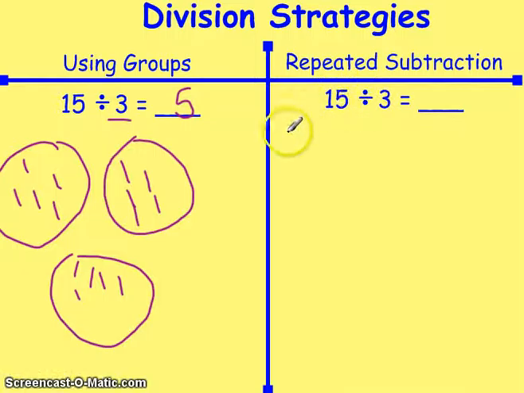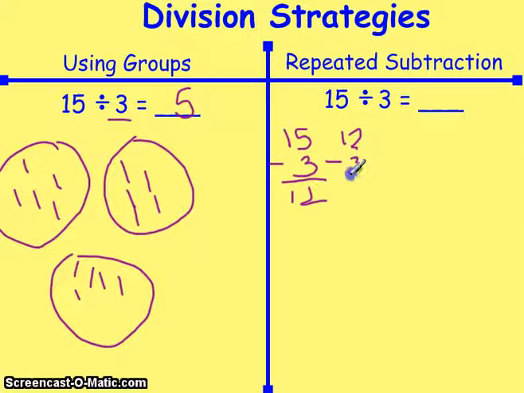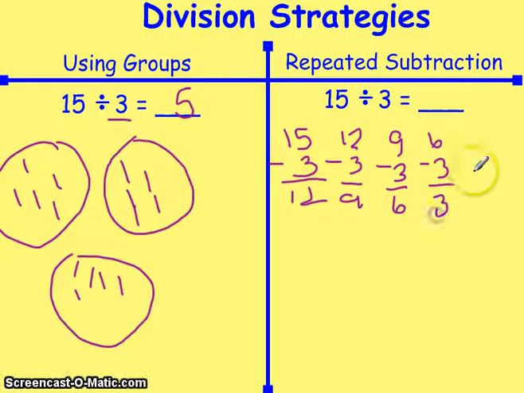And just like it says, I'm going to continue to repeat my subtraction. Starting with my dividend, I'll subtract my divisor. 15 minus 3 is 12. 12 minus 3 is 9. 9 minus 3 is 6. 6 minus 3 is 3. And finally, 3 minus 3 is 0. When I get to 0, I know that I'm done.